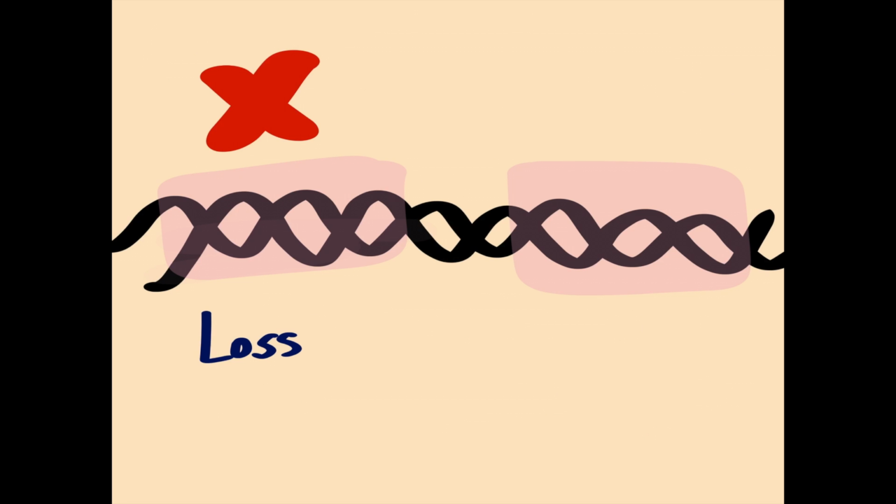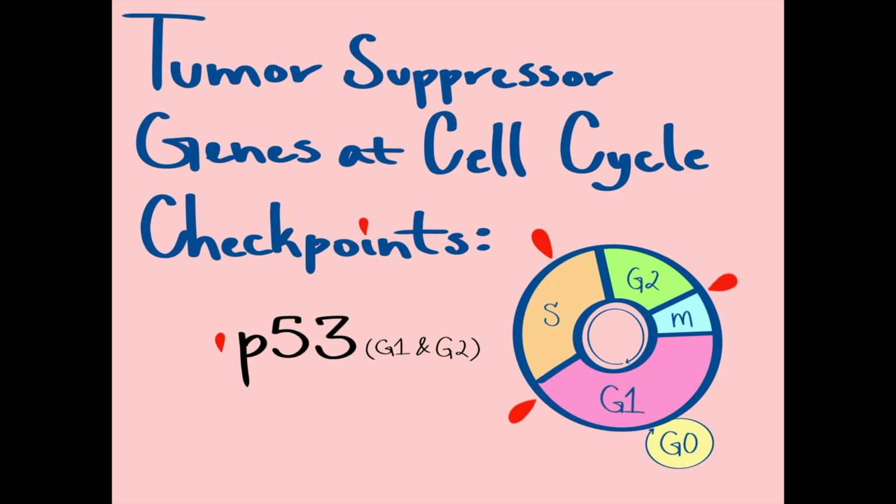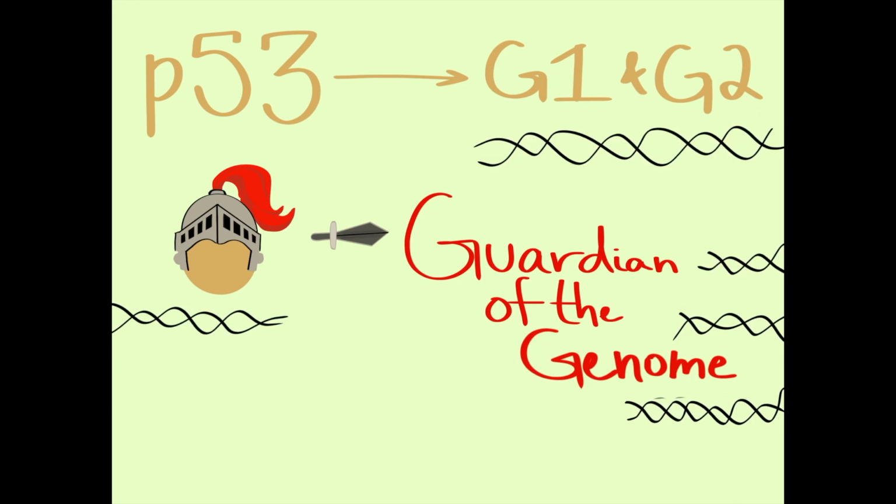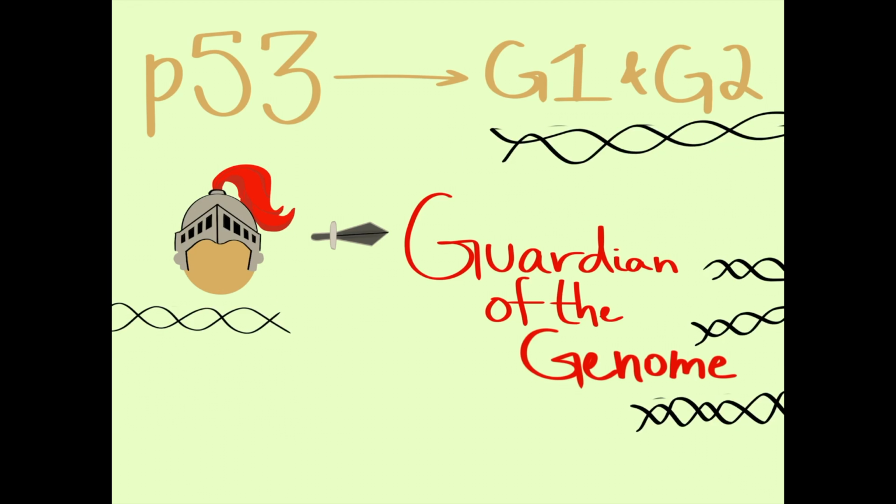Uncontrolled division can be caused by either loss of function or gain of function mutations in certain genes. For example, let's take the p53 protein that causes cancer following loss of function mutations in its coding genes. p53 acts at different checkpoints in the cell cycle, working at the G1 and G2 checkpoints where cells can only pass if DNA is replicated, undamaged, and nutrients are sufficient. p53 is known as the guardian of the genome as it takes care of most DNA damage.